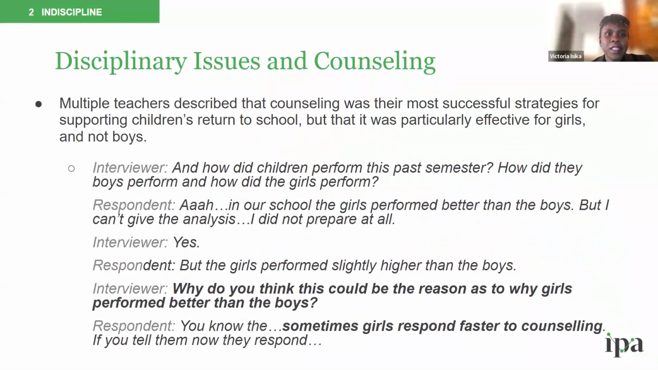Next slide. Multiple teachers described guidance and counseling as a more effective or impactful strategy for supporting students' return to school. But this strategy, according to them, worked better for girls and not boys. Here we have shown an example, a dialogue between an interviewer and a respondent. You can see that the respondent, who is a teacher, links girls' better performance than boys to their ability to respond quicker to guidance and counseling. Next slide.